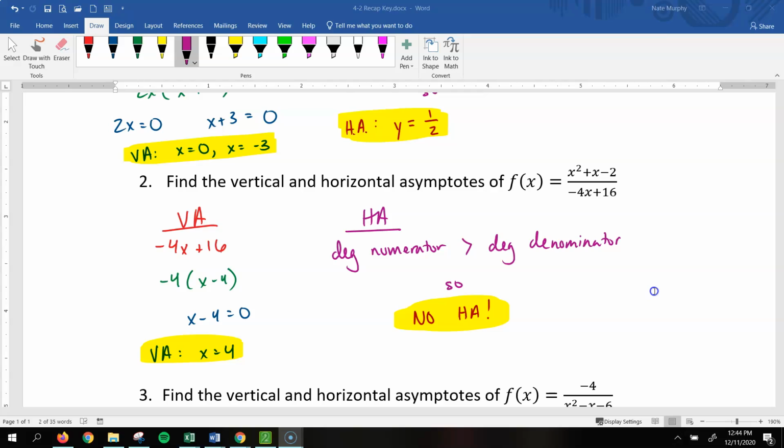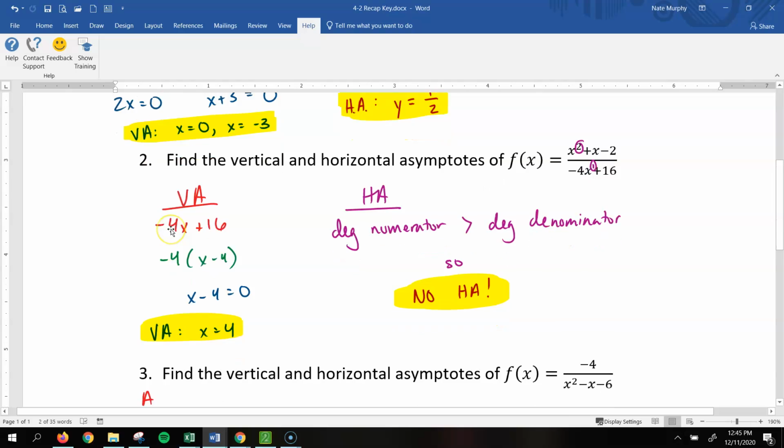Now for the horizontal asymptote, we look at the degrees. If you notice, the degree in the numerator is 2, and the degree in the denominator is 1. So they are not the same, and you need to look to see if the degree in the numerator is bigger or smaller than the one in the denominator. If the degree in the numerator is bigger than the degree in the denominator, there is not going to be a horizontal asymptote. So there's no horizontal asymptote for this one. There's only a vertical asymptote.